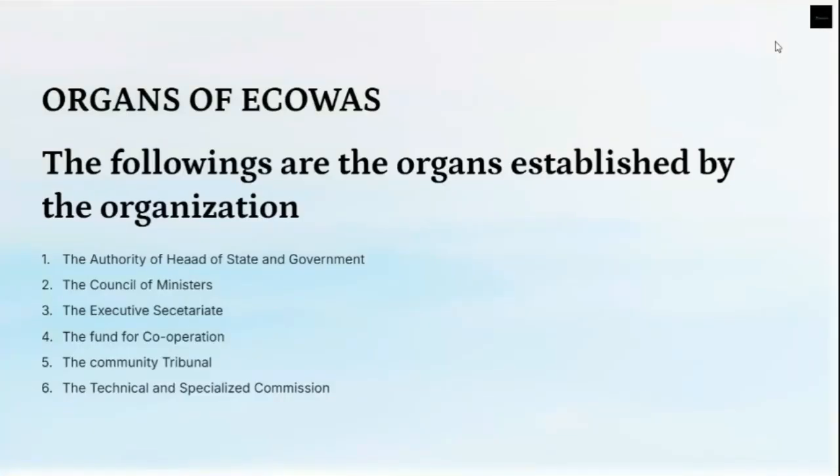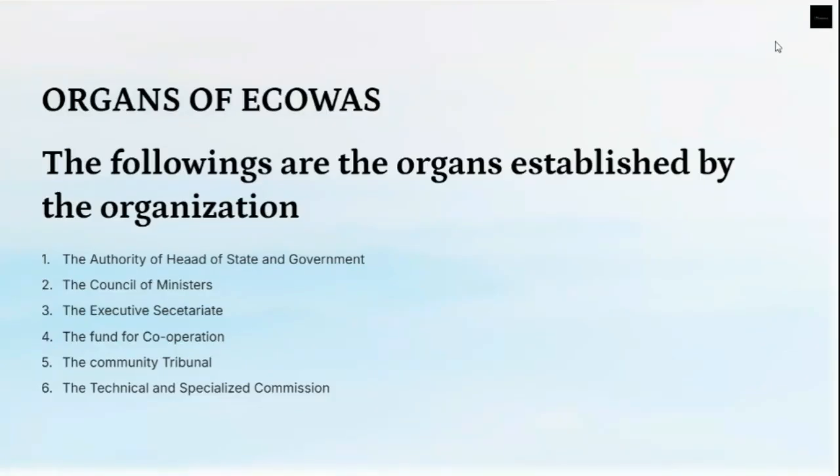Then when you talk about the Council of Ministers, they implement decisions. So they might ask which organ of ECOWAS actually implements decisions. Just know it's the Council of Ministers. Then it appoints two deputy executive secretaries. They're responsible for appointments as well. Then preparation of agenda, they prepare the agenda.